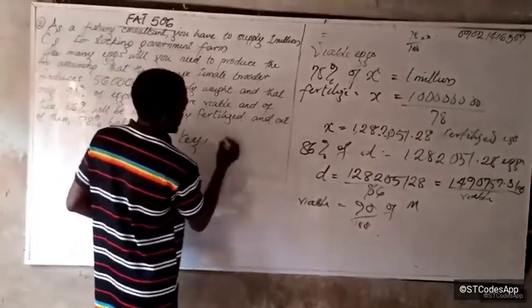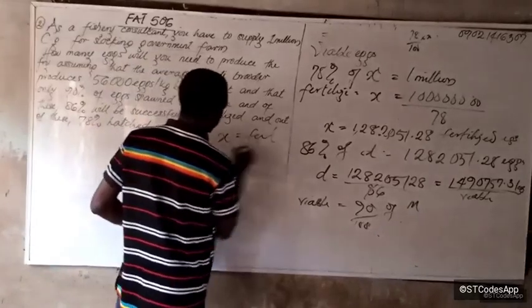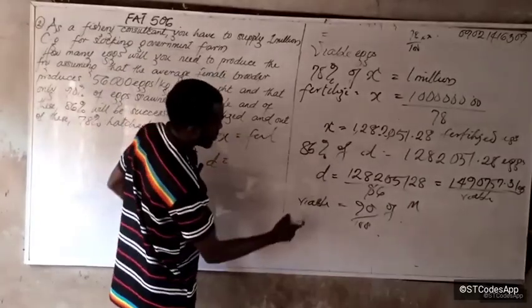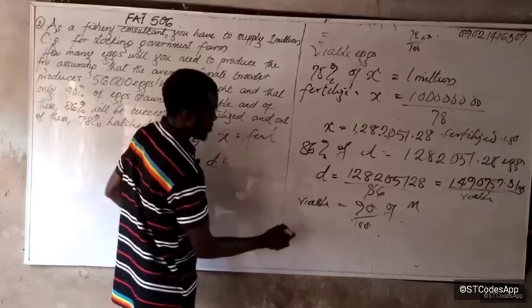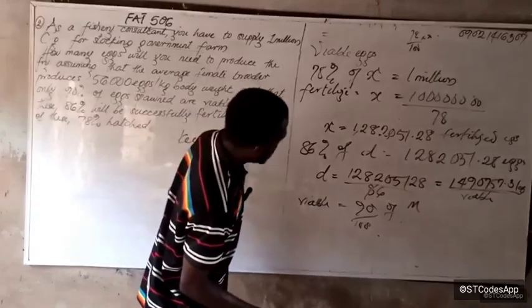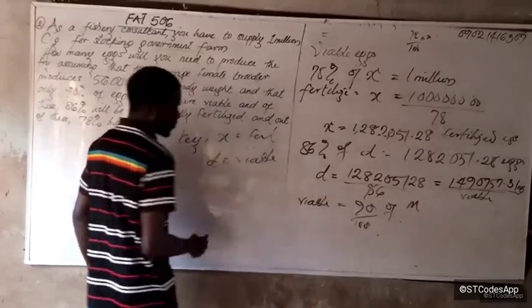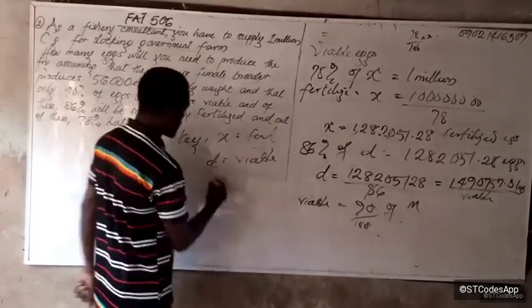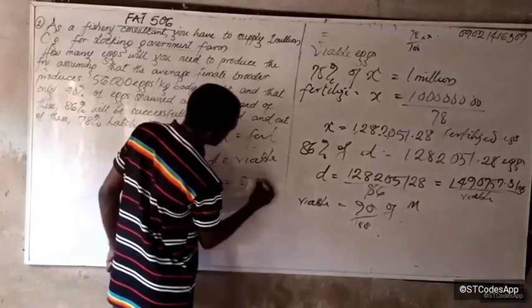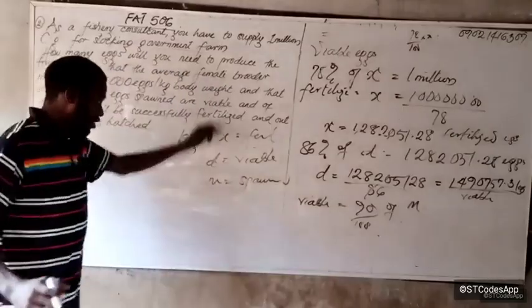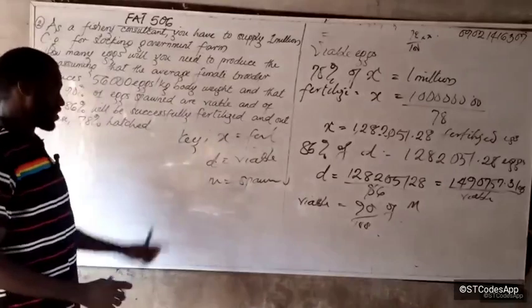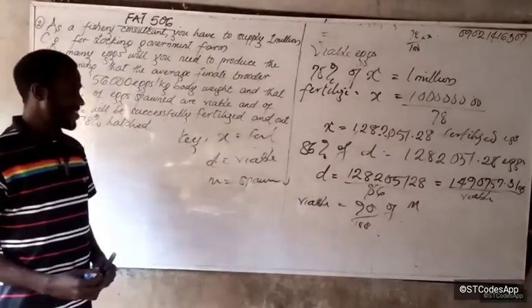Your key will now be X represents fertilized eggs, D represents viable eggs, and M represents spawned eggs. So you see, it's not hard. You can just put this key in place. All right, so that helps your marker, as I said.